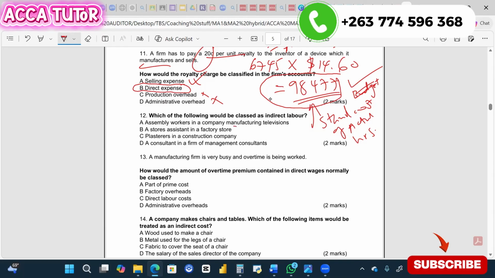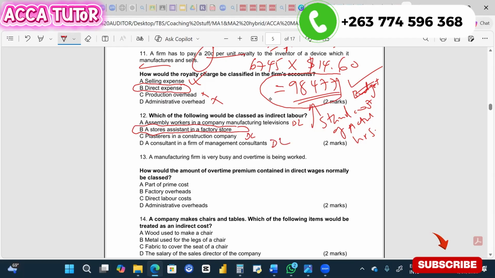The answer is actually B. You are correct there, but your explanation wasn't convincing. Let us do it step by step. A, assembly workers in a company manufacturing television. These ones are direct labor. They are directly involved in the production. C, plasterers in a construction company. Yes, the plasterers are actually direct labor. They are hands-on in the production. Then a consultant in a firm of consultants. That one again is direct labor.